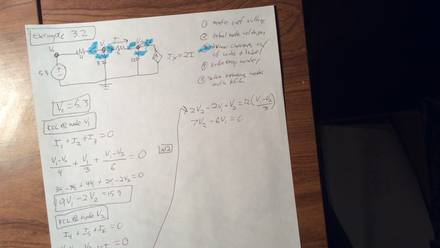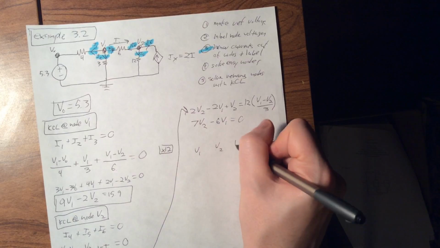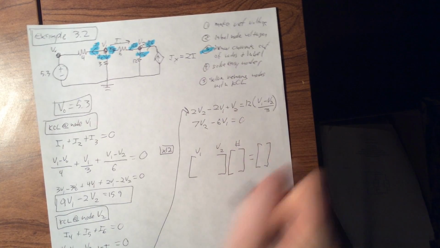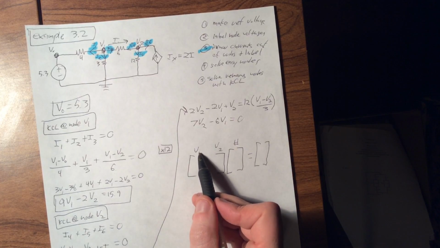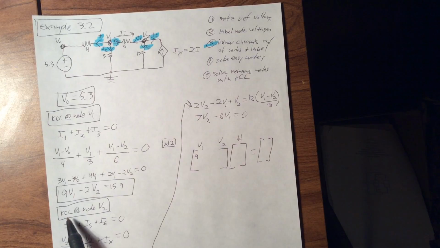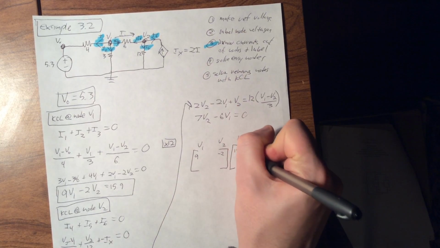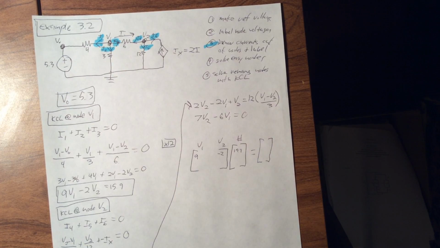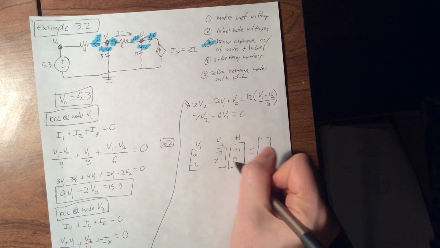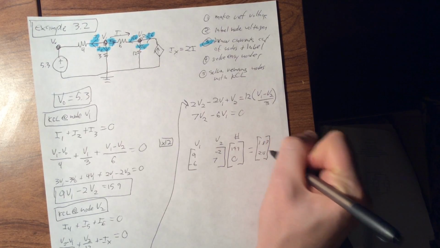And do we have any numbers in here? No, equals 0. So now we're going to make our little matrix equation. So v1, v2, and number. We're going to grab our first equation, which is right over here: 9, minus 2, and that's going to equal 15.9. And then for this one we've got minus 6, 7, and 0. And for this one that's coming out, we're going to get 1.8, 7, and 2.18.